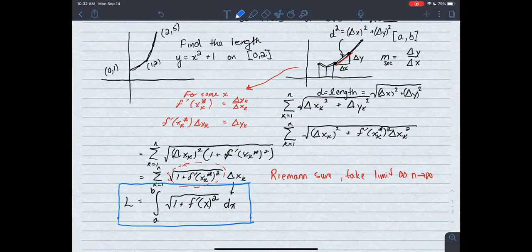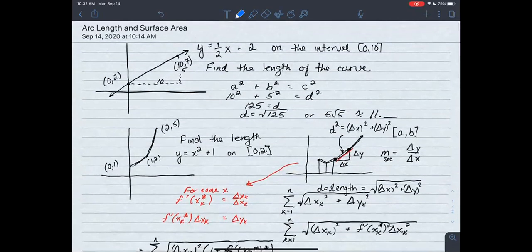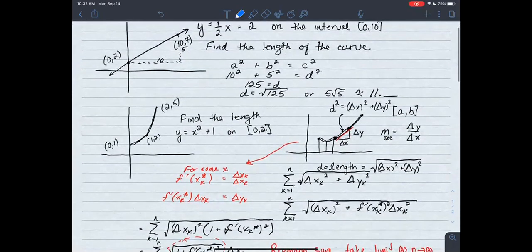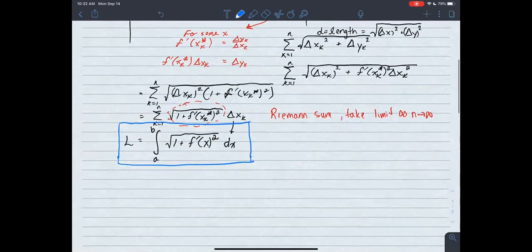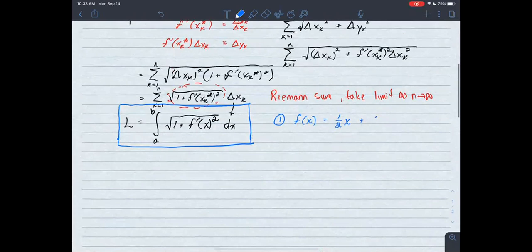So we had two problems we did. Well, actually, one of them we did, one of them we didn't do yet. We found the length of y equals 1/2 x plus 2 on the interval 0 to 10. And then we wanted to find the length of y equals x squared plus 1 on the interval 0 to 2. So for the first one, my function is 1/2 x plus 2 on the interval from 0 to 10.